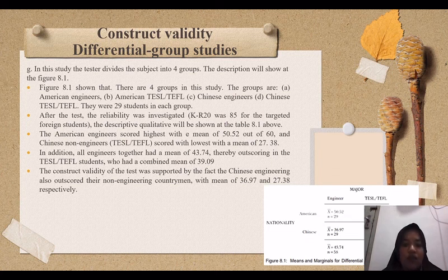39.09. The construct validity of the test was supported by the fact that the Chinese engineers also outscored their non-engineering countrymen, with means of 36.97 and 27.38 respectively.